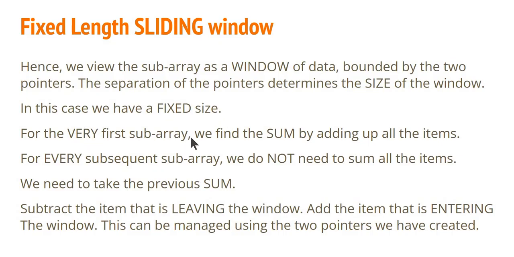For the very first subarray, I find the sum by adding up all the items, no problem. But for every subsequent subarray, we do not need to find the sum of all the items. In fact, we just need to look at the previous sum. We can subtract the item that is leaving, we can add in the item that is entering, and hence we can keep finding the new sums and finding the max of all that. So this is the intuition behind it.